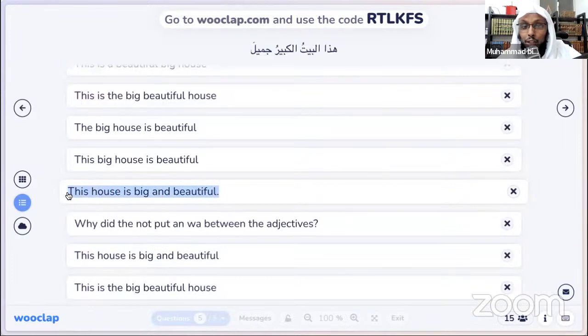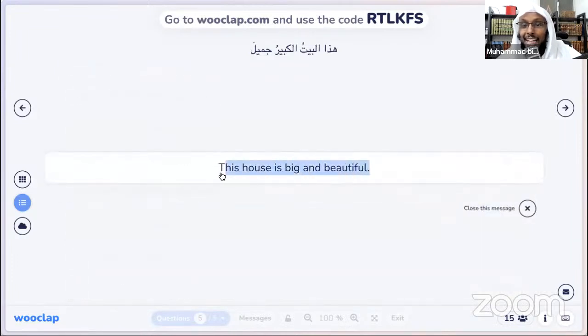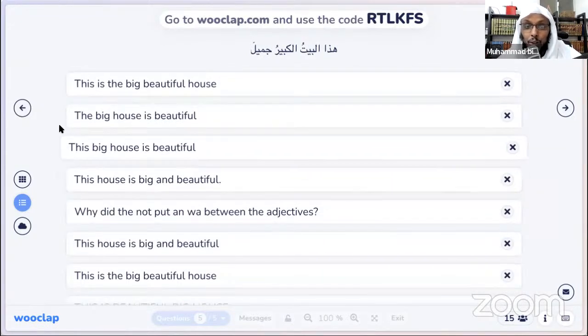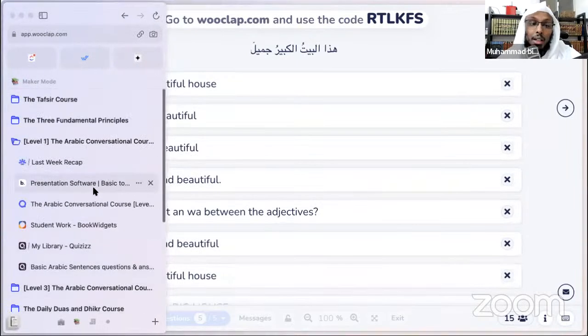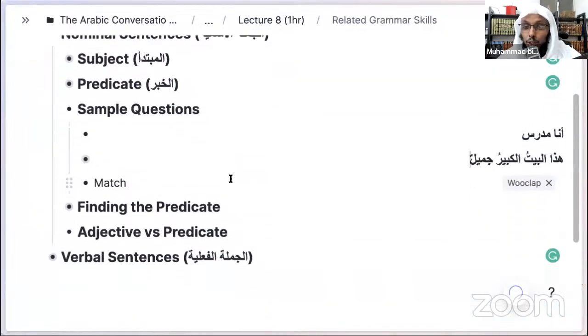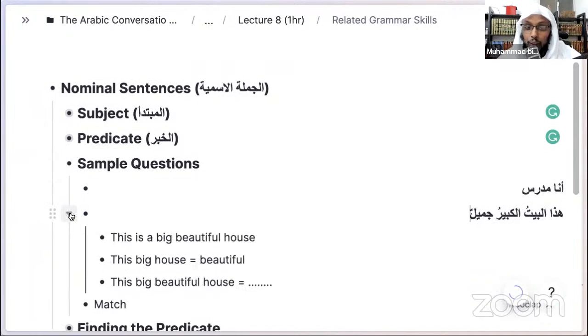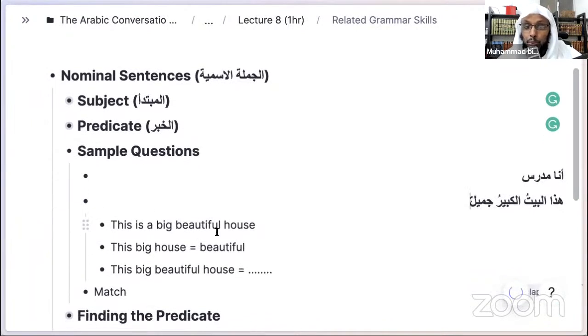Okay, so this is basically wrong, because you added "and," which means what? We don't have that. The "what" is not here, but we'll add it for the sake of it, right? But it's not here. Okay. I think this represents most of your answers, if not all of them. Okay. So we have, this is a big, beautiful house.